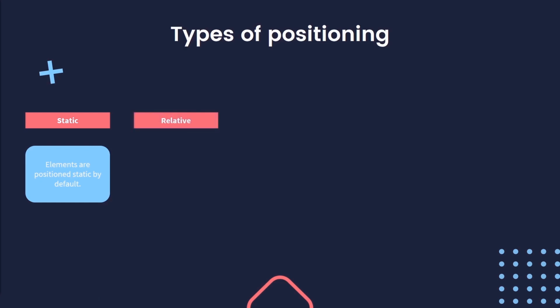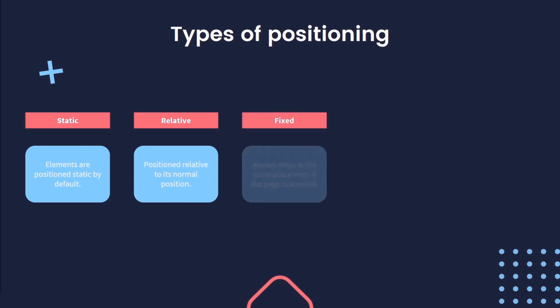Next, we have relative, and relative is basically position relative to its normal position. So if we wanted to offset an element from its original position, which would be static, by say 20 pixels or 10% or 20%, we can do so using the relative approach. Next, we have fixed, and fixed position is relative to the viewport, which means it always stays in the same place even if the page is scrolled.